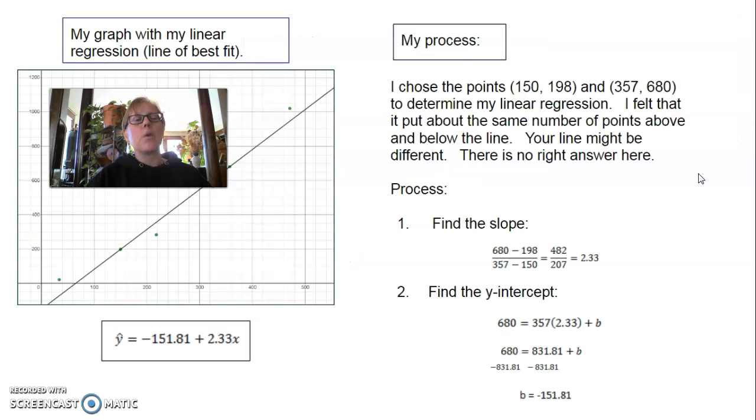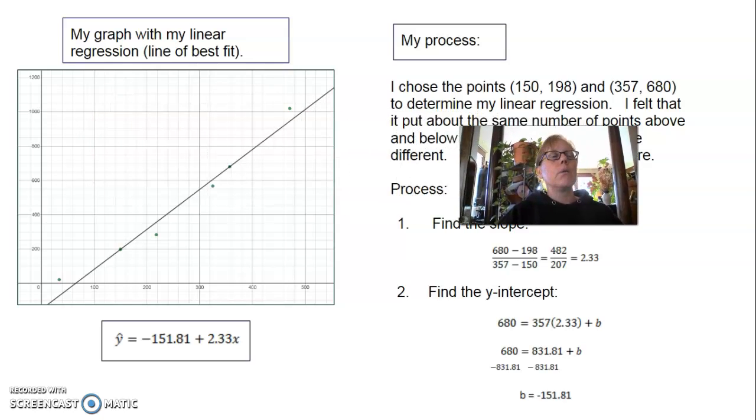All right, so here's my work here, and I'll start by showing you my graph. And I'm saying my graph with my linear regression. Linear regression is the same as a line of best fit. It's just the term that's used in statistics to say line of best fit. So I'll be using those two terms interchangeably, but it's just good for you to know that.